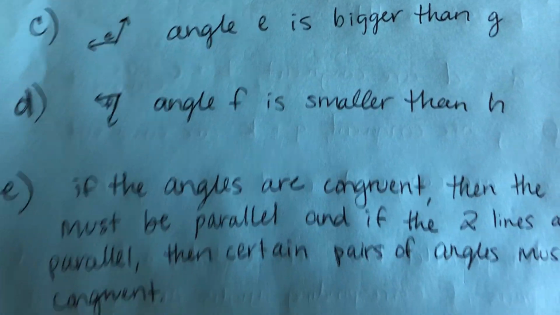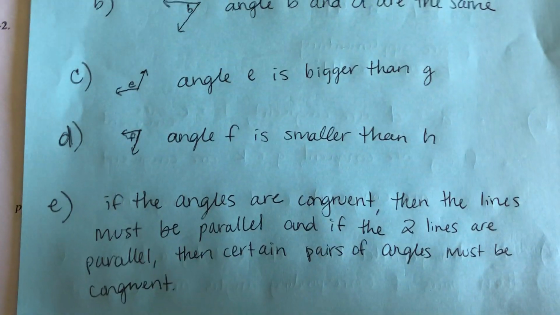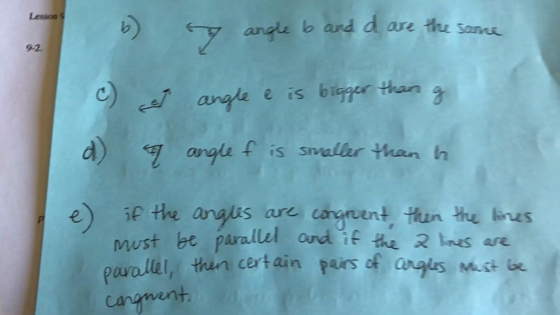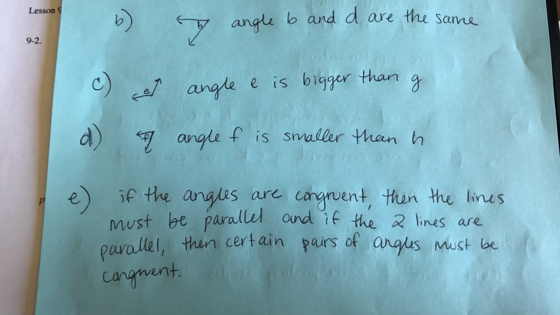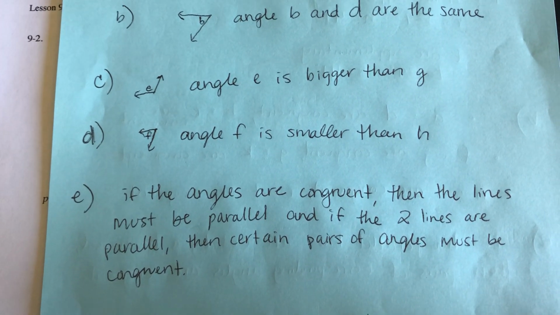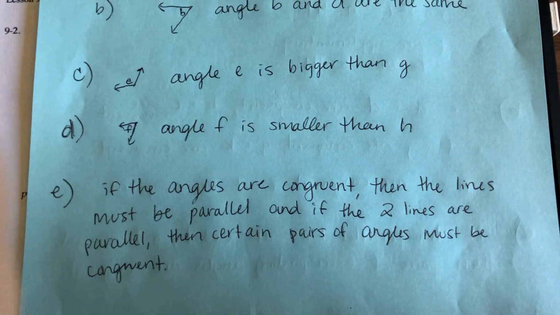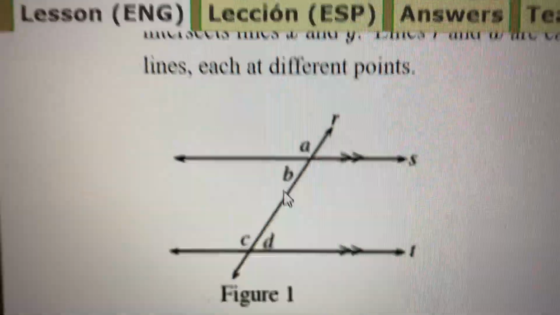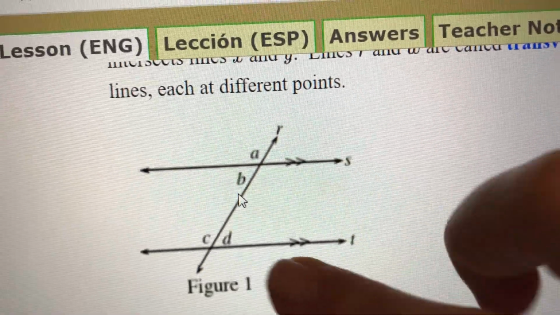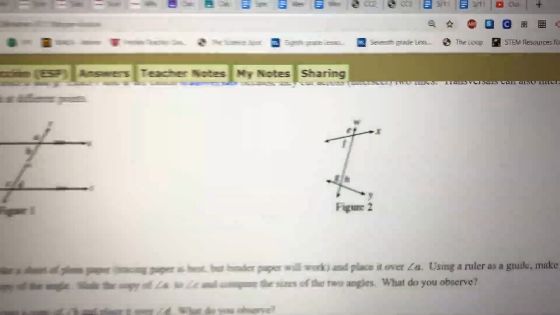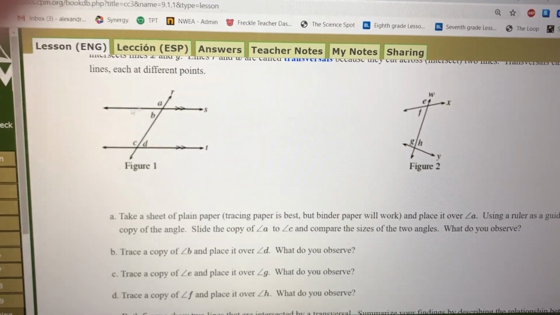So then for part E, we went over this on the Google Meet. It says summarize our findings. So if the angles are congruent or equal, then the lines must be parallel. And if the two lines are parallel, then certain pairs of angles must be equal. Like figure 1, these lines have to be parallel in order for some of these pairs of angles to be equal, because we saw over here that nothing was equal, because those lines aren't parallel. So that was the point of that problem, to figure that out.